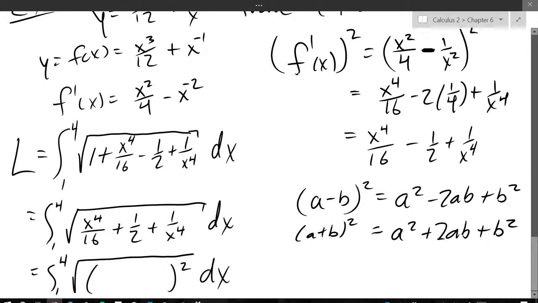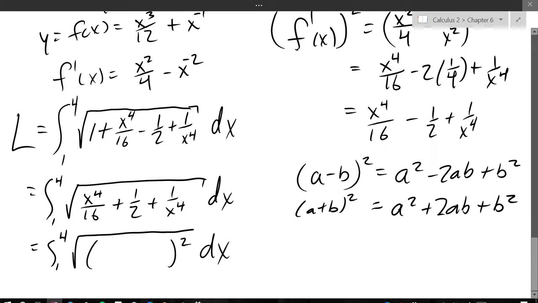So what's the only thing that changes? Basically that minus sign turns to plus. That's all the change right there. That minus sign up there turned to plus. So it's going to be x squared over 4 plus 1 over x squared.